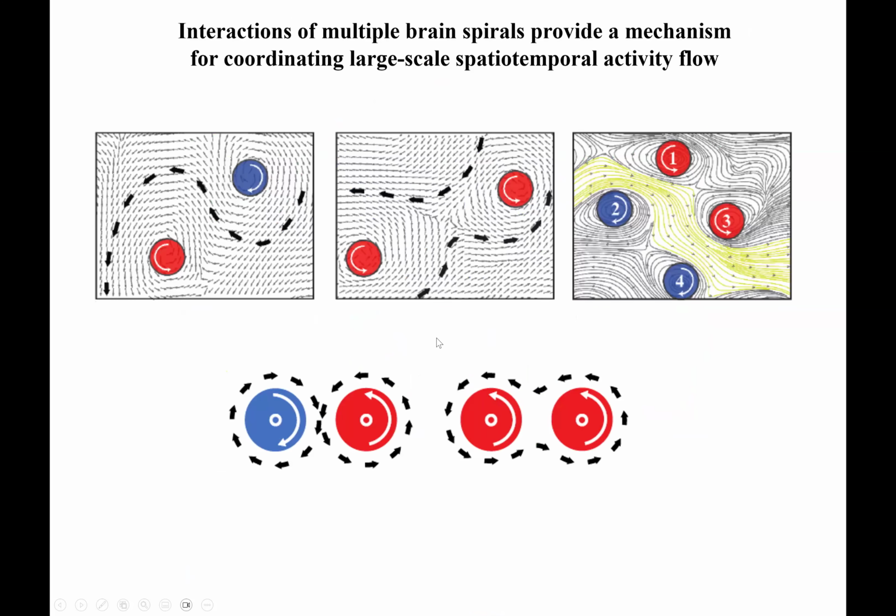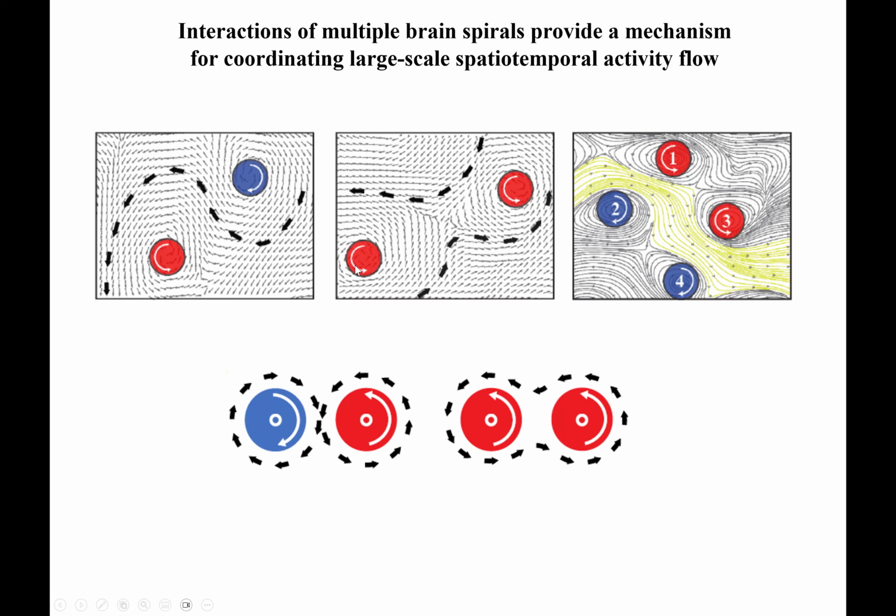As I've mentioned, these spirals can interact with each other. So in this case, you see I have a clockwise spiral and an anti-clockwise spiral. Because of the interaction, they can guide activity to flow through their interaction region, just like this curve here. So their interaction, as demonstrated here, can facilitate the flow of activity to pass through this area, right?